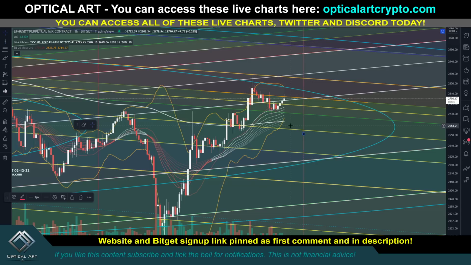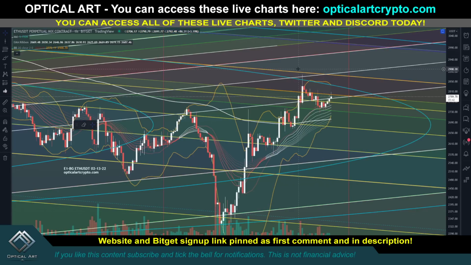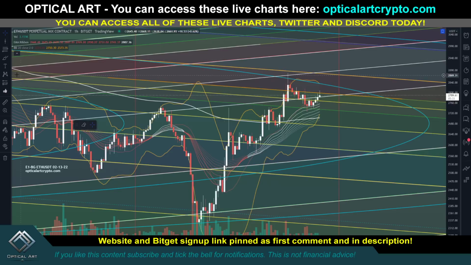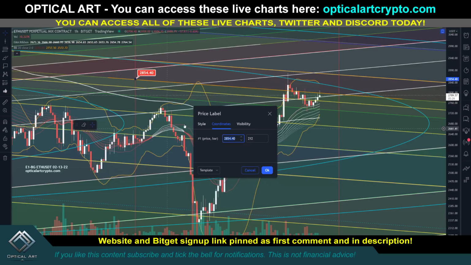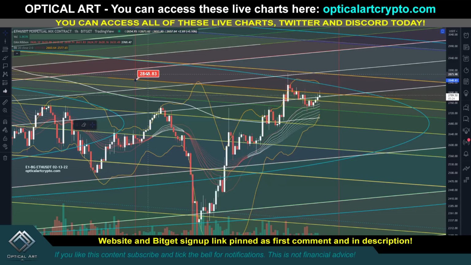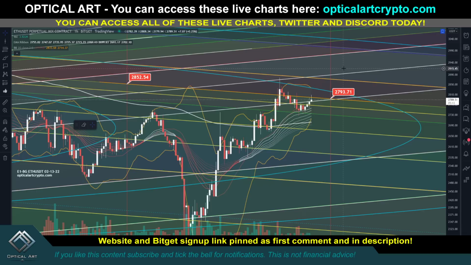All right, so now we have our lines. Now we have our vertical lines to go by. So now, let's bring this all the way out, right? This is the line we're working with right now. That's our current resistance for Ethereum. So let's put a price label here. So price label will be right here. Let me make this bigger so you can see it. So that would be right at 2,852. And it will also be at 2,793. So again, this is just a way to get these in.